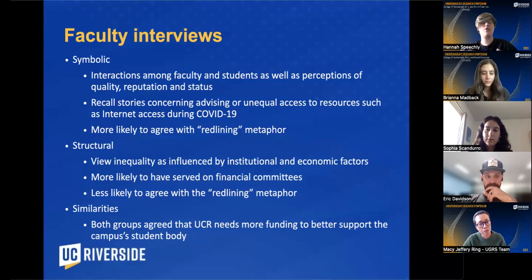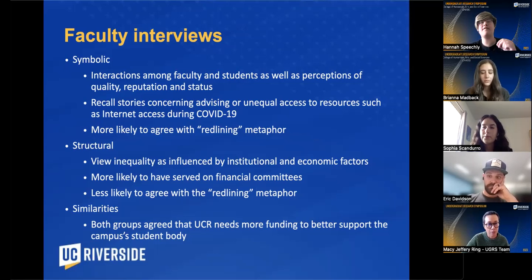The structural group viewed inequality as influenced by institutional and economic factors. So they're less likely to place importance on what they see in their everyday lives, but they're more likely to look at it as, these are people who have served on administrative and financial committees. They're more likely to see where the money's going and where it's coming from. So they're more likely to say, well, it's because all the money's going to UCLA, all the money's going to UC Berkeley. We're not getting a lot of money here, and that's why it turned out the way it did. They're less likely to agree with the redlining metaphor, not because they feel it's wrong, but because they feel it doesn't adequately capture the reality of the situation, that it's not UC Riverside being targeted, but if you look in the past, it's also campuses like UC Santa Barbara, UC Santa Cruz, that haven't been getting that same kind of support that UC Riverside should also be getting.